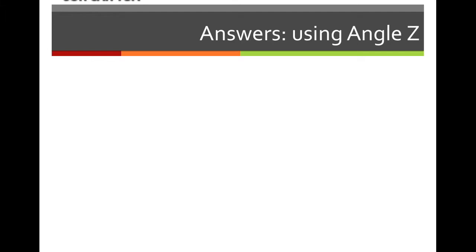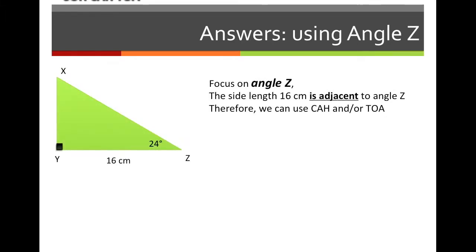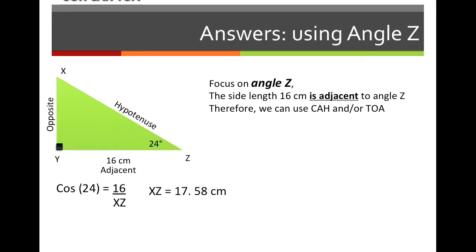Here are your answers using angle Z. So if we focus on angle Z, we would label it according to that angle. And we can use CAH or TOA first. I used CAH, so I said that the cos of 24 is equal to the adjacent over the hypotenuse to solve for the hypotenuse. And this is what I get for the hypotenuse. Then I decided that I was going to use TOA, so opposite over adjacent, to find XY, which is the opposite side, and I get that the opposite side is 7.12 centimeters.